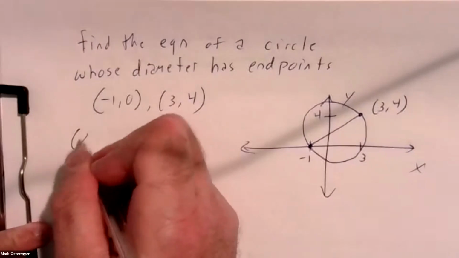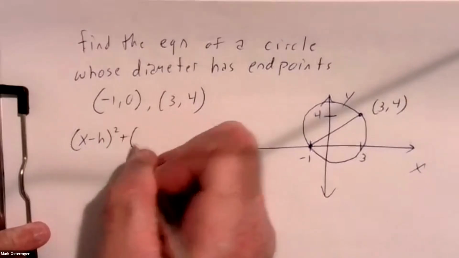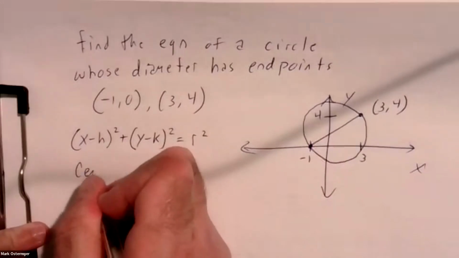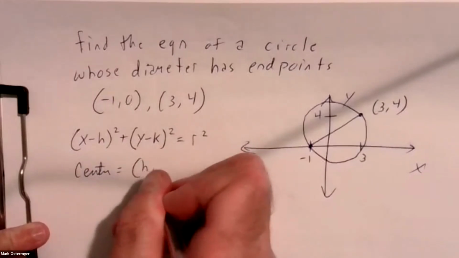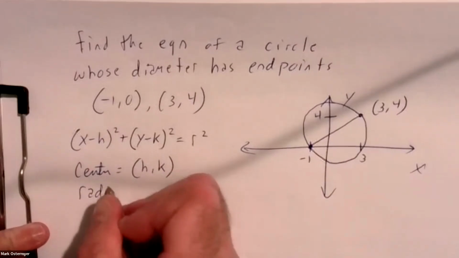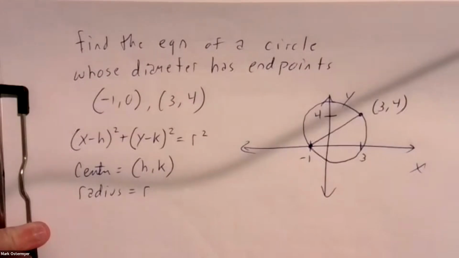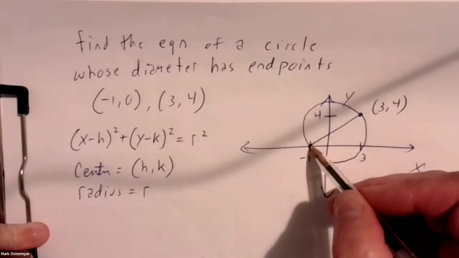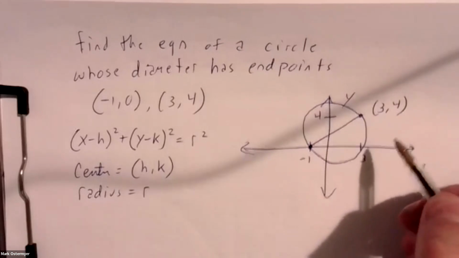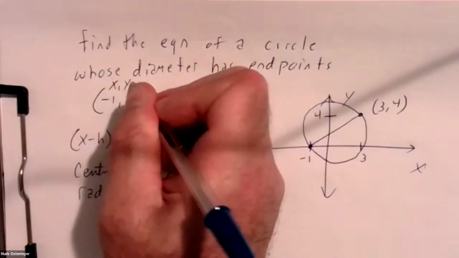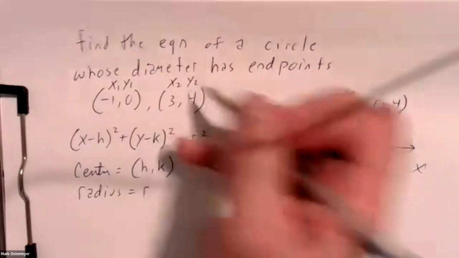And the equation of a circle is (x - h)² + (y - k)² = r², where the center point is going to be (h, k) and the radius is r. First of all, we're going to have to find the radius. And the radius is going to be half the length of our diameter. But how do we find the length of our diameter? We're going to have to use the distance formula. So we're going to call this point (x1, y1). We're going to call this (x2, y2).